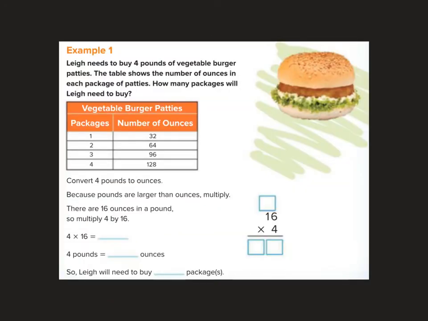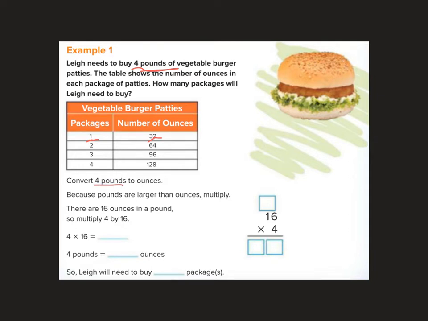Lee needs to buy 4 pounds of vegetable burger patties. The table shows the number of ounces in each package of patties. How many packages will Lee need to buy to have 4 pounds of vegetable burger? So 1 package has 32 ounces, 2 packages has 64, 3 packages 96, 4 packages 128.